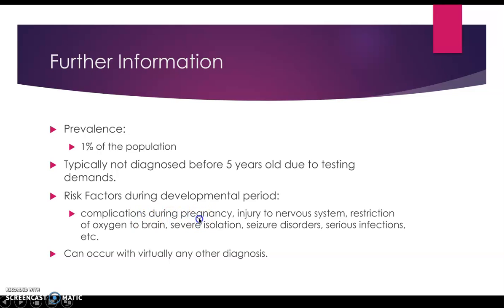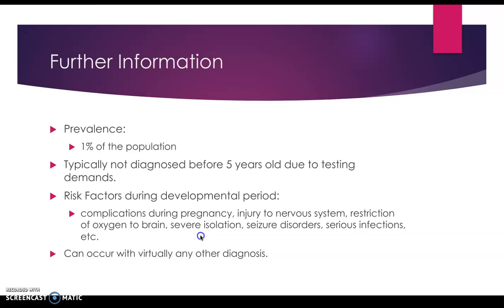So complications during pregnancy, fetal alcohol syndrome we all know about, injury to the nervous system or otherwise restricted oxygen to the brain, heavy implications from there. If someone's still in their developmental period, severe isolation, so they never had that attachment, they never had a caregiver. Seizure disorders, serious infections, again, anything that affects the brain during the developmental period.